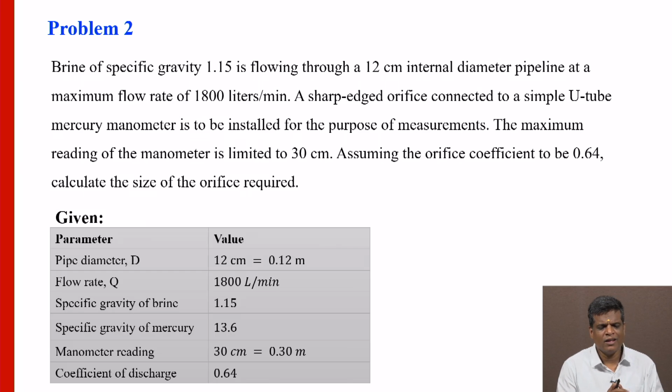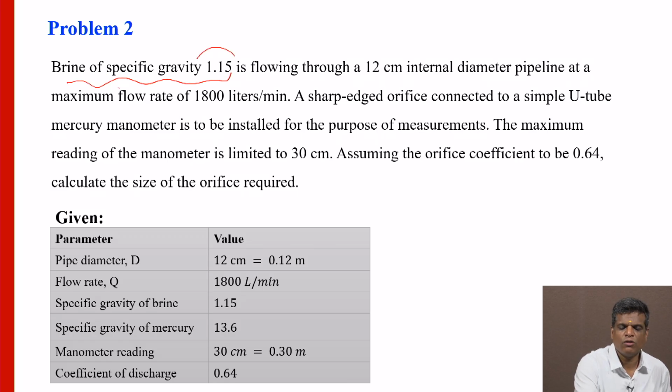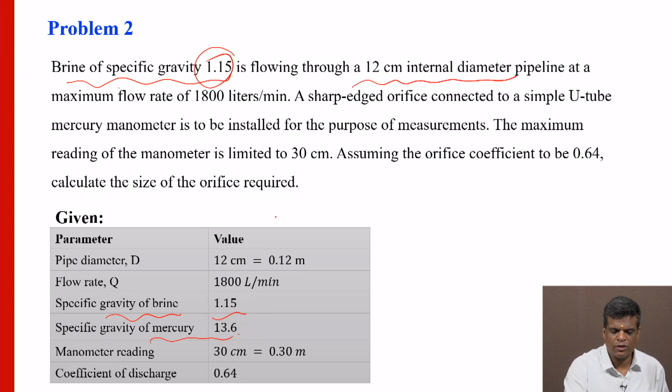So, next problem, problem 2, the same type of problem, but a little different here. The brine specific gravity is 1.15, meaning the specific gravity of the brine solution is 1.15. The specific gravity of mercury is 13.6. The internal diameter of the pipeline is 12 centimeter, and we convert it finally in terms of meter.